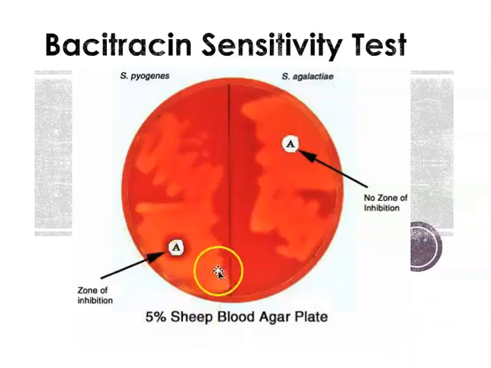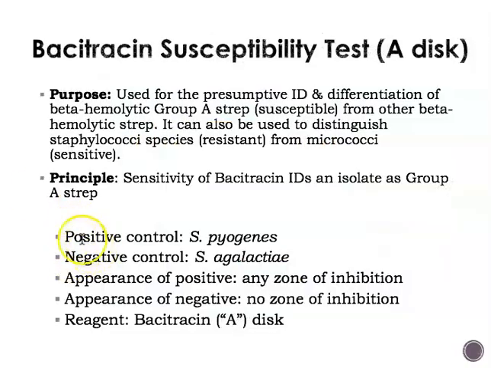And we're doing that very heavy streak on the plate, placing the A disc in the center of that heavy part of the streak. And what they've done on this plate is the positive and negative control. So you would do your positive and negative controls in addition to another plate that had your patient specimen on it. We're trying to prove the presence of Strep pyogenes or group A strep. So that organism is our positive control. Our negative control is Strep agalactiae or group B strep.